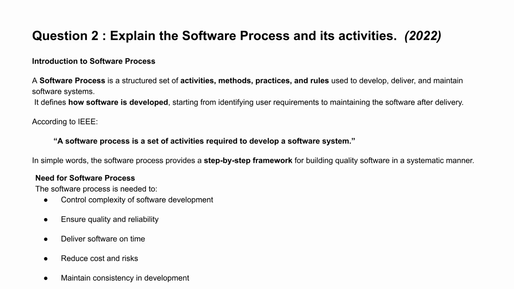According to IEEE, a software process is a set of activities required to develop a software system. In simple words, the software process provides a step-by-step framework for building quality software in a systematic manner. Need for software process. The software process is needed to control complexity of software development, ensure quality and reliability, deliver software on time, reduce cost and risks, maintain consistency in development.